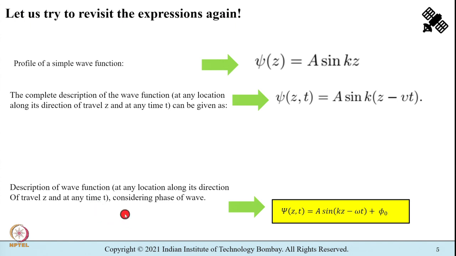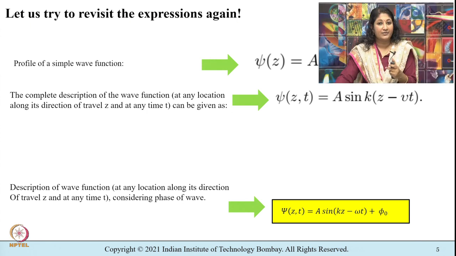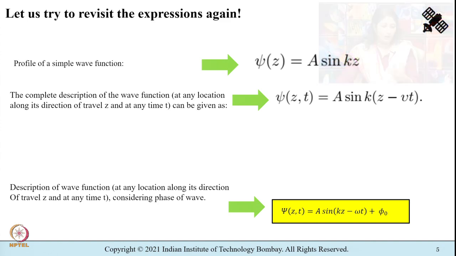at any time t, considering the initial phase as well, phi naught, which means we arrived at a complete mathematical description of a wave function as psi of z, t equals a sin(kz minus omega t plus phi naught), where phi naught is the initial phase. We have introduced a new parameter as well. So, now all the terms, let it be a or k or omega, lambda, all of these were discussed as part of the previous lecture. So, I am hoping that you found this derivation easy, comfortable.